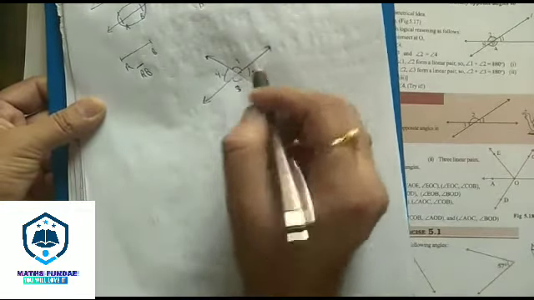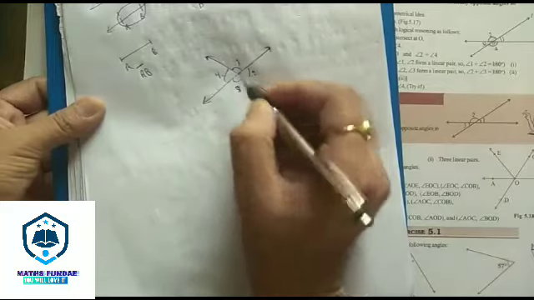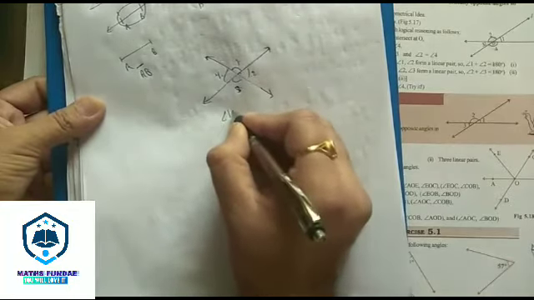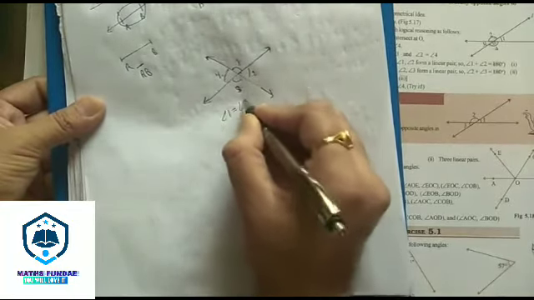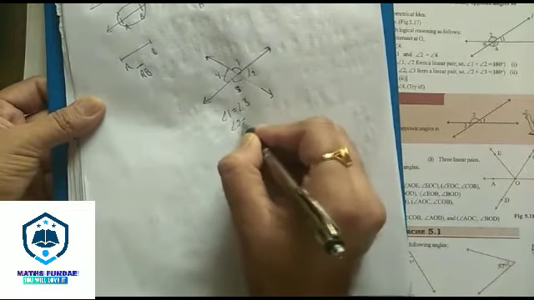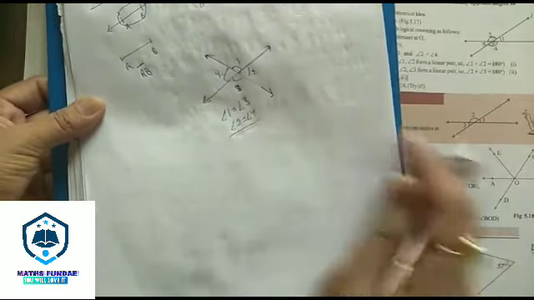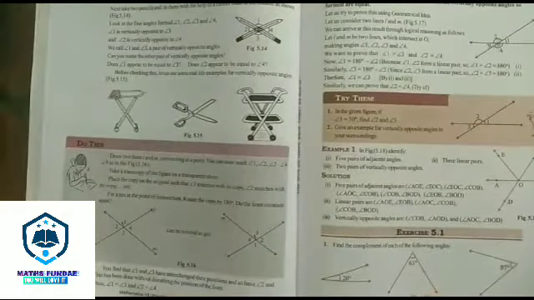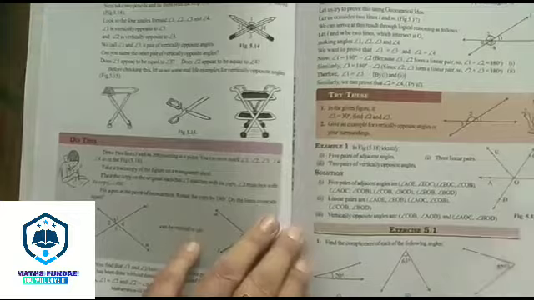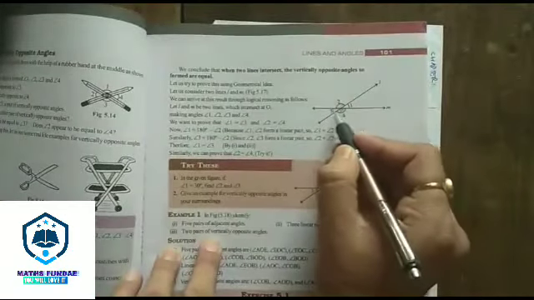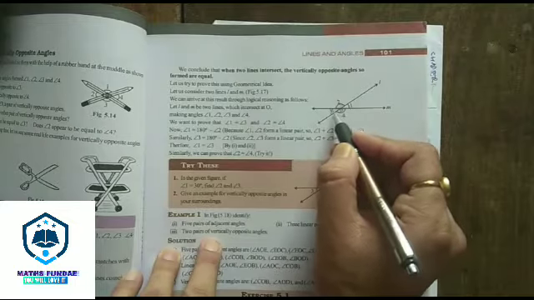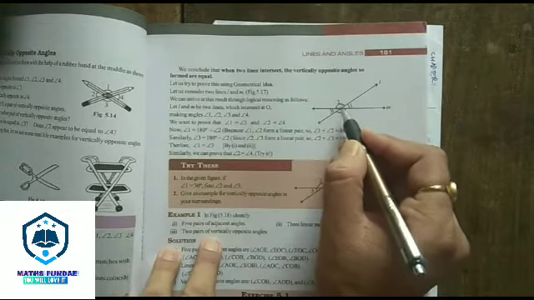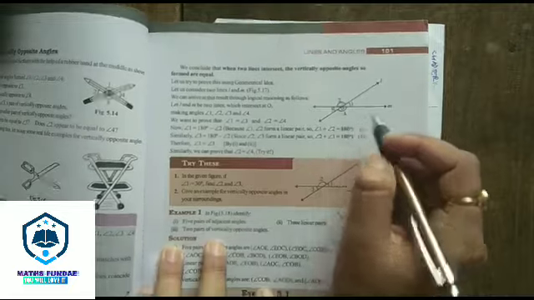So these are known as vertically opposite angles, and the vertically opposite angles are always equal, meaning angle 1 is equal to angle 3 in value, and angle 2 is equal to angle 4. Always these angles are equal. So we have to use this property also to find the angles. Just look here. Angle 1 and angle 3 are vertically opposite angles, both values are equal. Angle 2 and angle 4 are vertically opposite angles, again the values are equal.